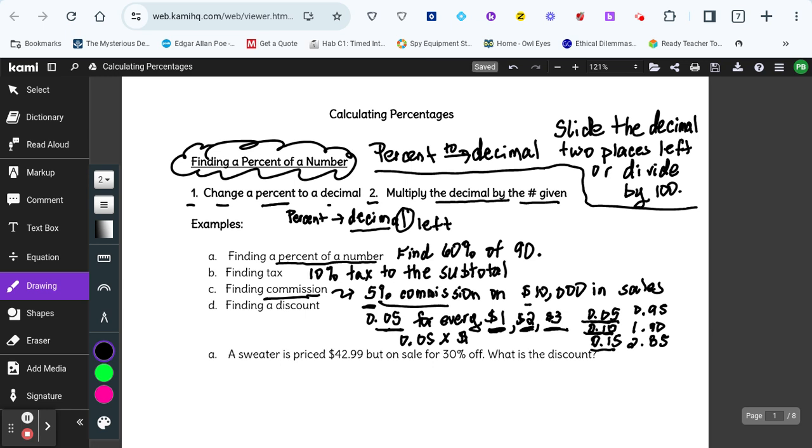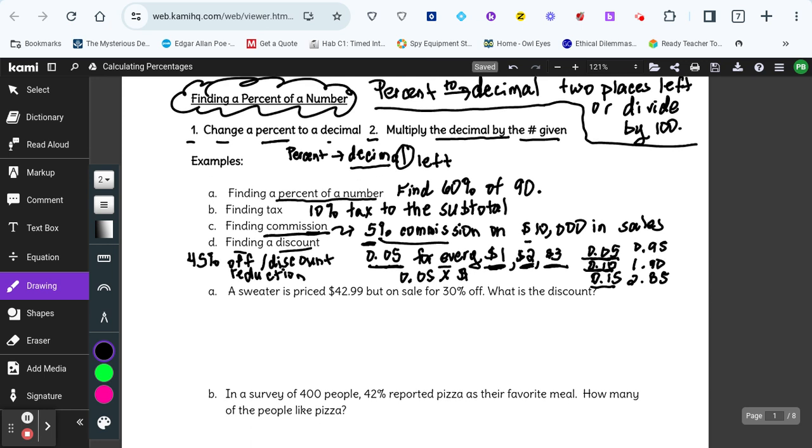But you see how this works. You keep a nickel for every dollar of sales. That's what commission is. Or if you had a 10% commission, you get to keep a dime, or 10 cents. If you had a 15% commission, you get to keep 15 cents for every dollar amount of sales. All right, finding a discount. It's like if you go in a clothing store and they say we have a sale, and maybe an item is 45% off, which means it's a 45% discount. They've reduced it.